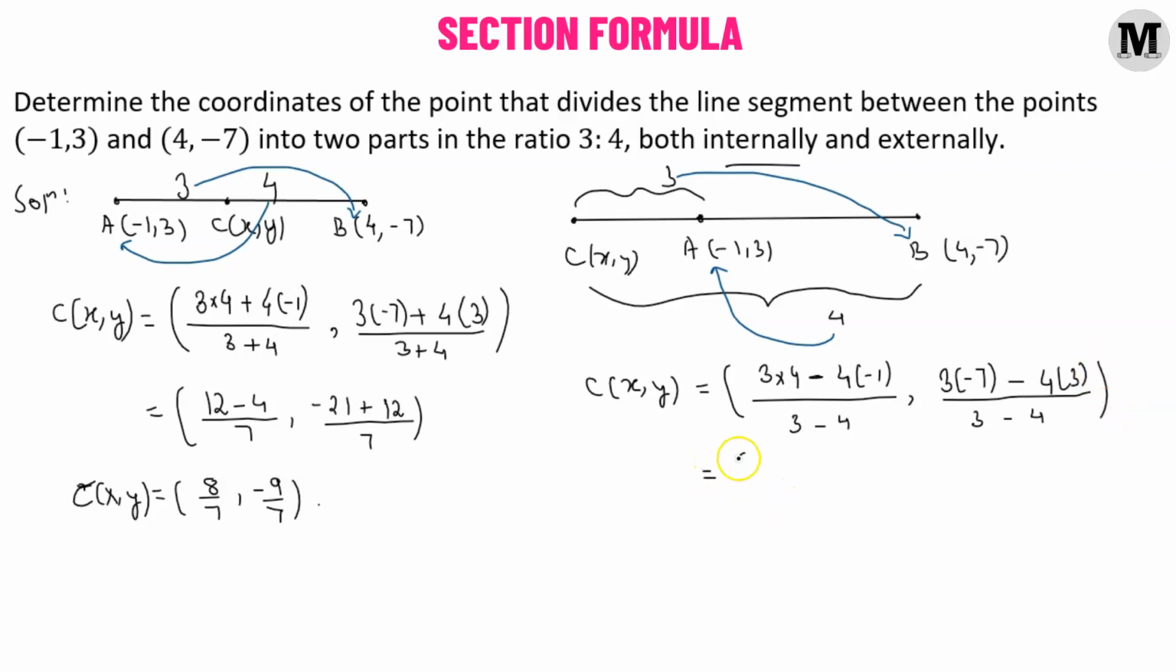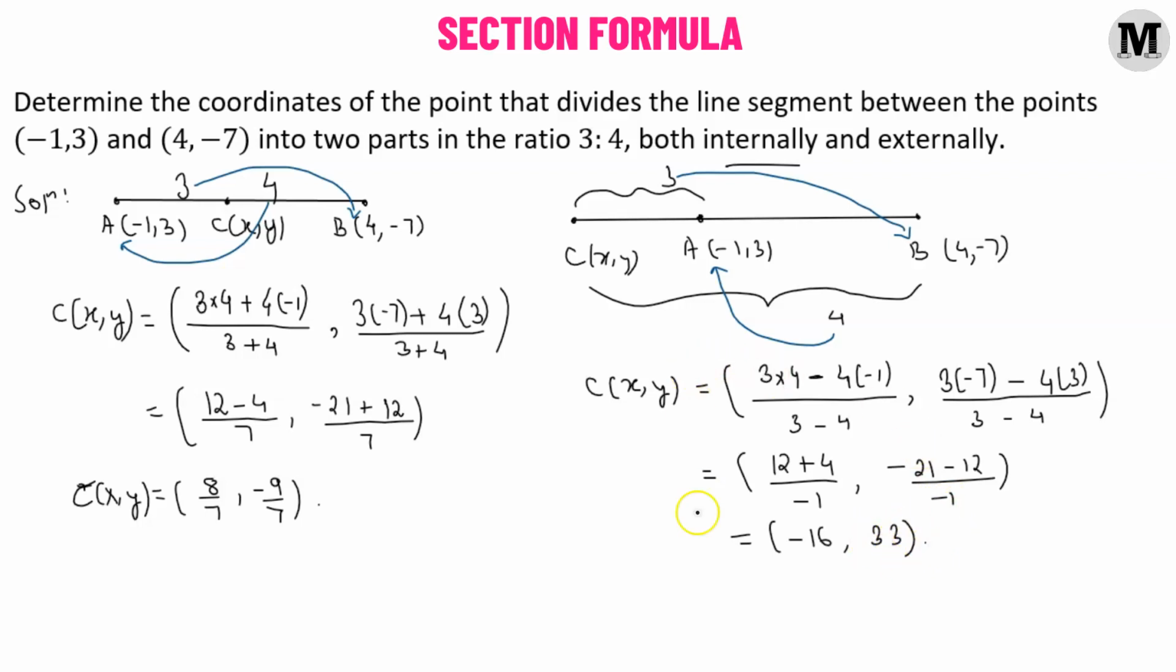This will be equal to 3 times 4, that's 12. 4 times -1 is -4, but we already have a negative sign, so that's +4, divided by 3 minus 4, that's -1. Then we have -21 minus 12, divided by -1. So 12 plus 4 is 16, and 16 divided by -1 makes it -16. Then -21 minus 12 is -33, but since we have division by -1, it will be +33.